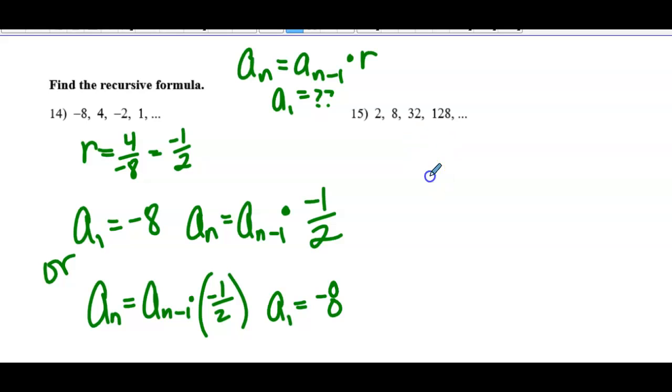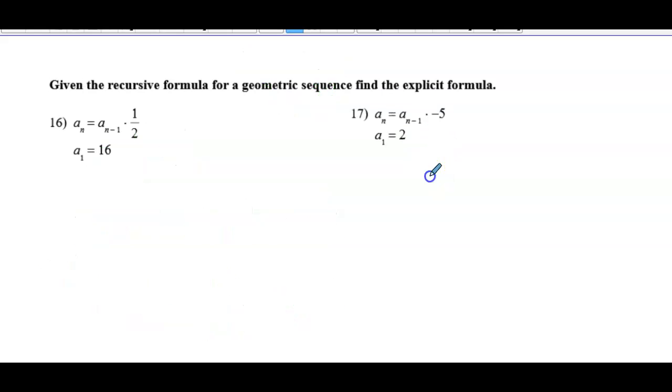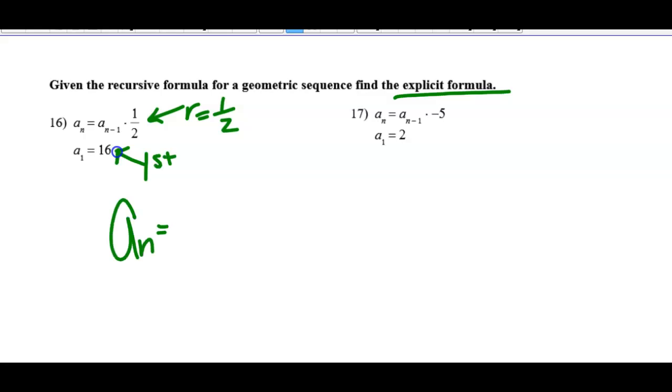All right, I'm going to let you do 15 because that looks pretty easy. Given the recursive formula, find the explicit. Okay, so this is just telling us r is 1/2 and the first term is 16. So the explicit would be 16. Let me write it up here.